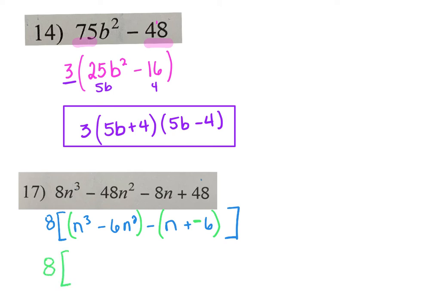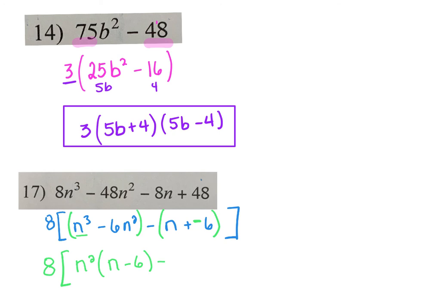n cubed and 6n squared. Does it have anything in common? Right, it's a 1, but what about the variables? I can take out the lowest one, so I can take out an n to what power? To the second power. So here I took out 2 of the 3 n's, so I have 1 left. Here I took out all of my n's.